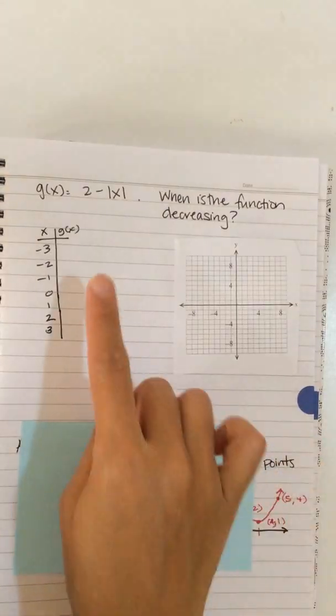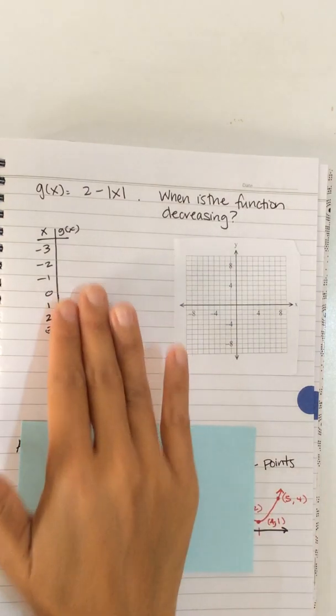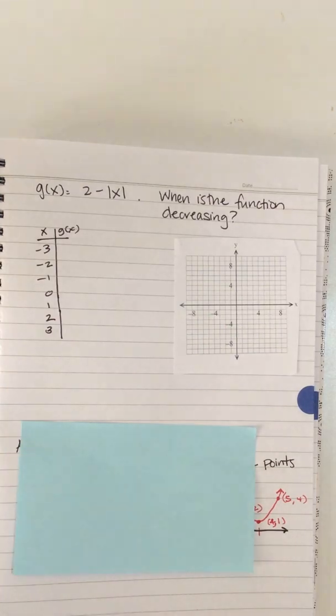So here's the function. g of x equals 2 take away the absolute value of x. When is the function decreasing? So when is it going down? If I am not going to use Desmos for this, what I could do to make a quick sketch is to just make a table, right? So let's just plug in this stuff.